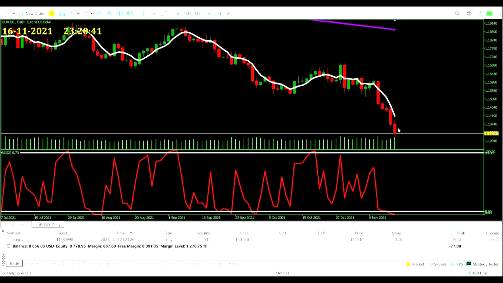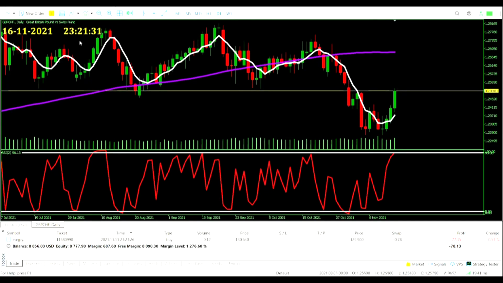Same story on the euro US dollar. Big day's drop. RSI as low as 0.73. Can we get it much lower? No signal for us. Again, we're filtered out, of course. Great British Pound, Swiss franc giving us the signal though. RSI 96.13. Price below the moving average. Gives us a chance to sell.